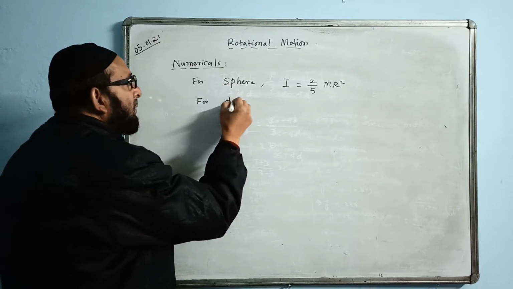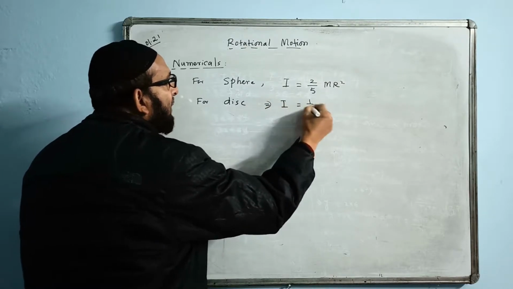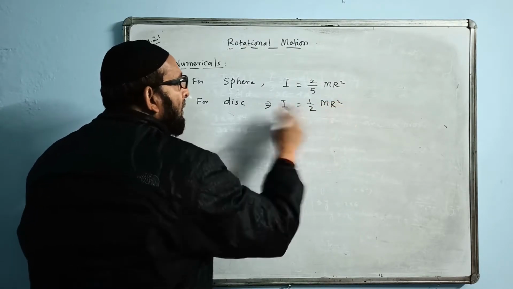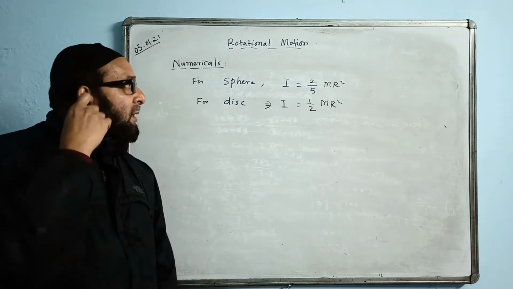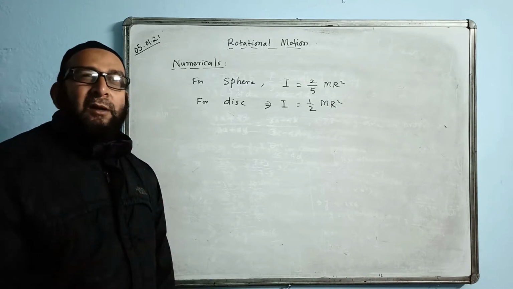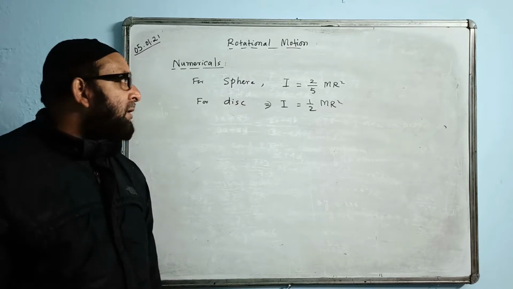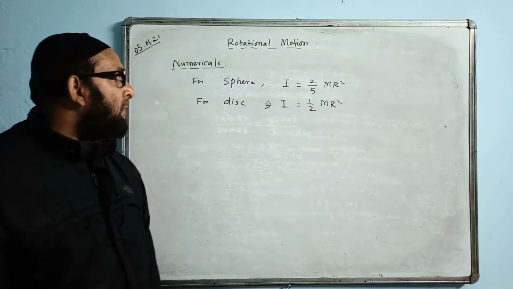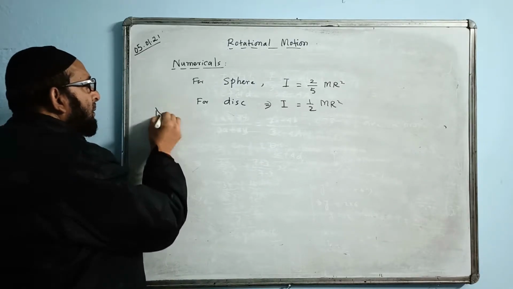For a disk, the formula of moment of inertia is half mr square. These two formulas we are supposed to know by heart, and if any other shape is given, then they will give the formula of moment of inertia of that particular shape. We will mention it in the question. Okay. Now we are doing the problems.